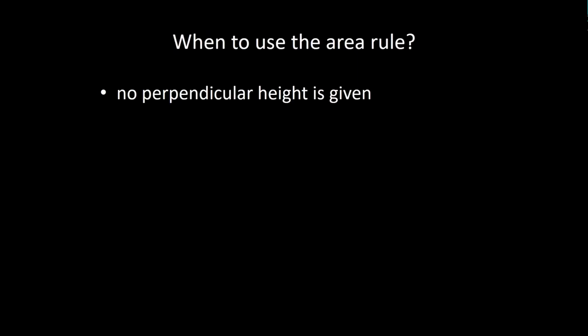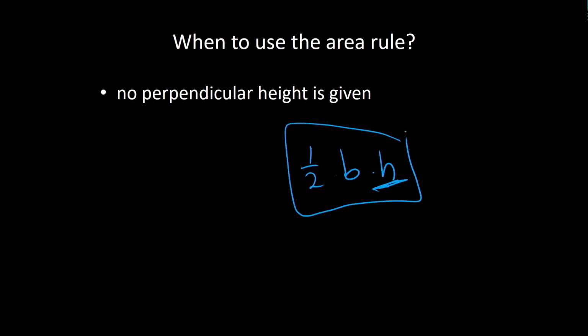So when do we use the area rule? Now remember, we learned long ago that the area of a triangle is half base times height. But what happens if you don't have a height that's given? This formula only works when you've got a 90-degree triangle. So in any other triangle, you use the area rule. And to use the area rule, you need two sides and an included angle.